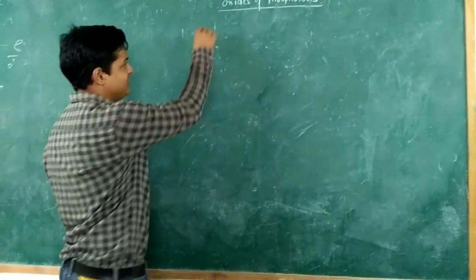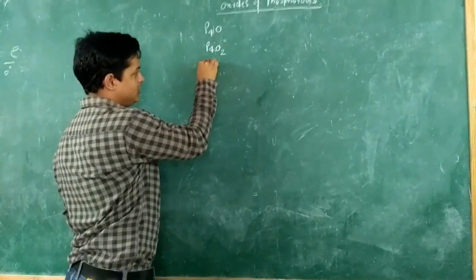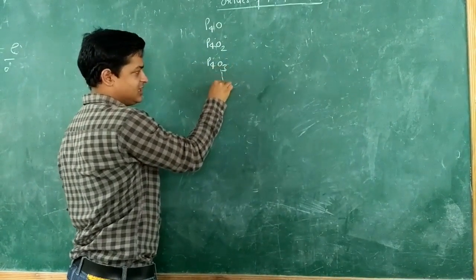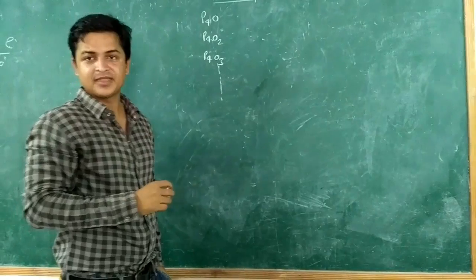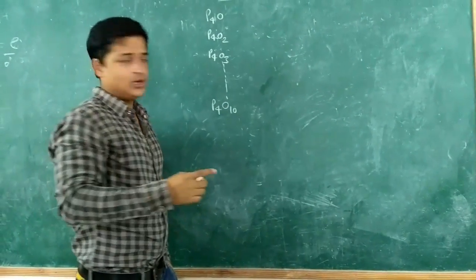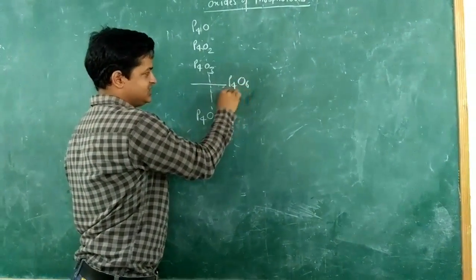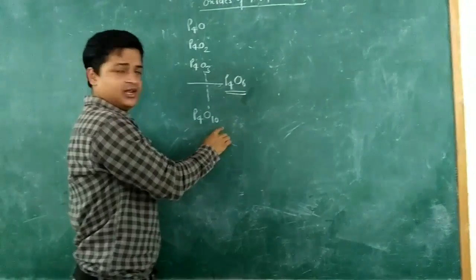Oxides of phosphorus, we'll see one by one. P4O, P4O2, P4O3. The number of oxygens will keep on increasing, and finally we'll have P4O10. In between, we have two main oxides of phosphorus, P4O6 and P4O10.